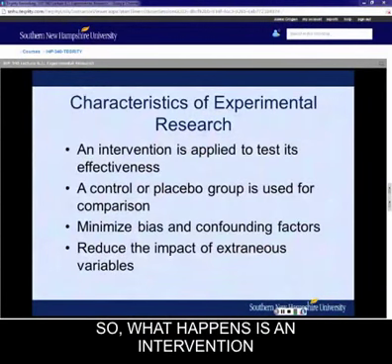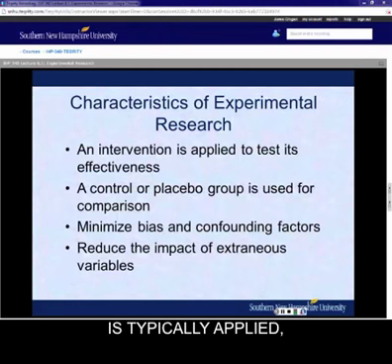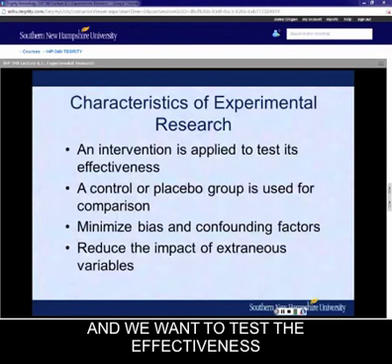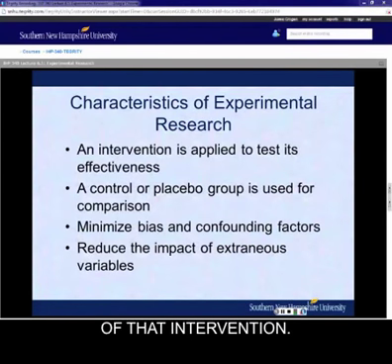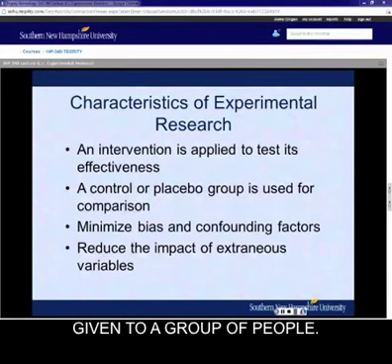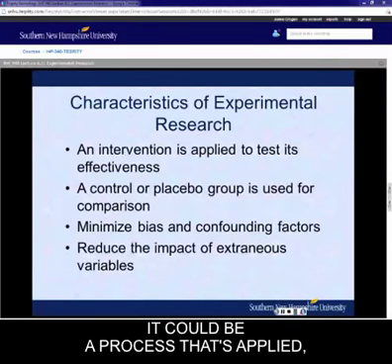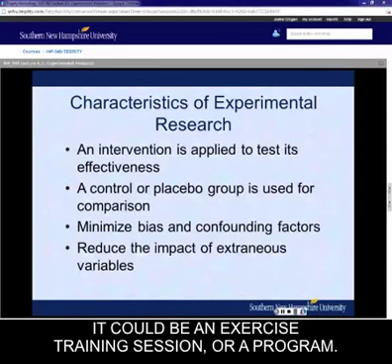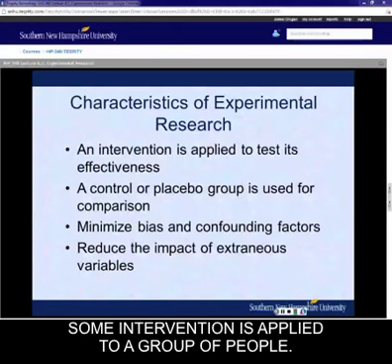So what happens is an intervention is typically applied, and we want to test the effectiveness of that intervention. Now, the intervention could be a drug that's given to a group of people. It could be a process that's applied. It could be an exercise training session or a program. Some intervention is applied to a group of people.